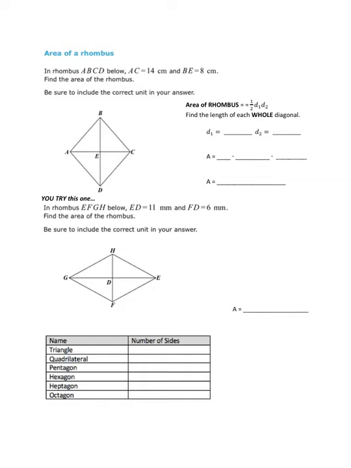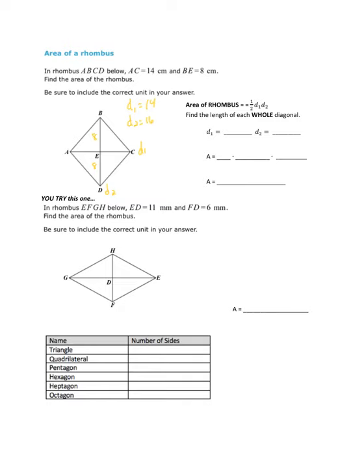All right, let's do some marking up on this one. AC is 14, so that's one diagonal. We'll call that D1. D1 equals 14. BE is 8. Well, if BE is 8, DE is also 8 because the diagonals bisect each other, which means DB, which is diagonal 2, is 16.